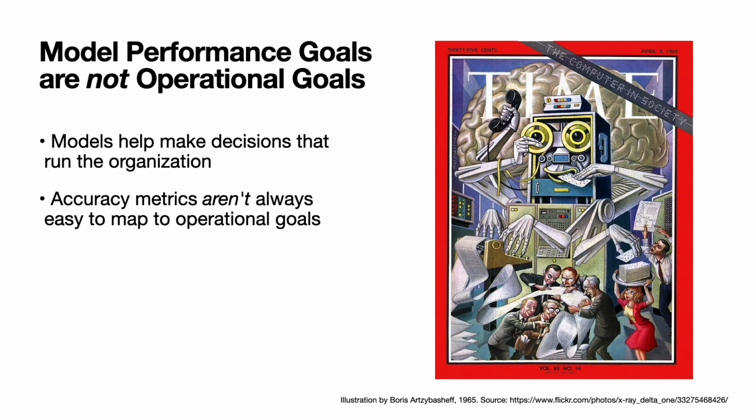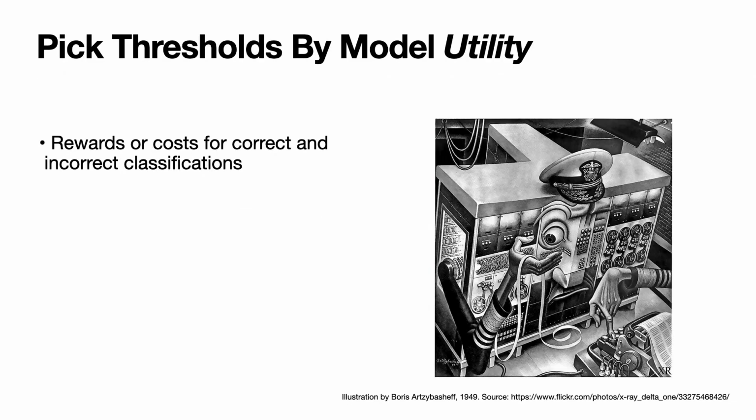The reason we build models is to help our organization make decisions that run the operation. And the best model in the world is useless if the operation isn't improving. Machine learning accuracy metrics aren't always easy to map to operational goals. So, we're going to look at another way to pick thresholds, using utility.